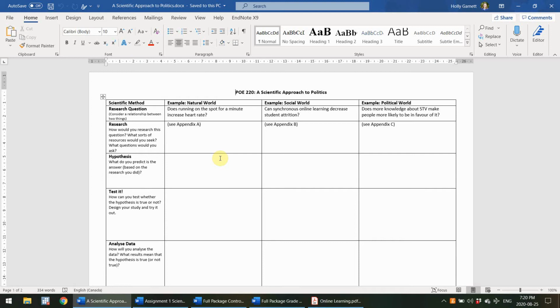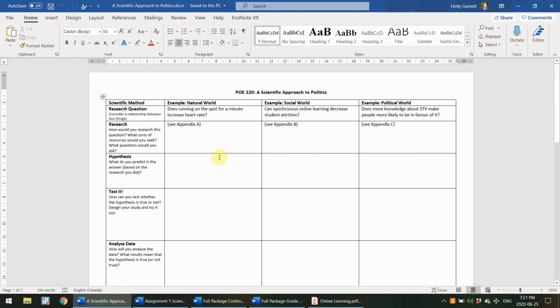All right, so let's just go through the scientific method, looking at an example from the natural world. So let's say we were interested in the research question, which is step 1: does running on the spot for a minute increase heart rate? So the first thing we do before we do anything else is we would do some research to see how other scholars have answered these sorts of questions. So what kind of resources do you think you would seek?